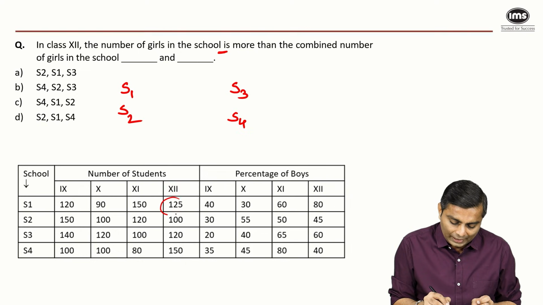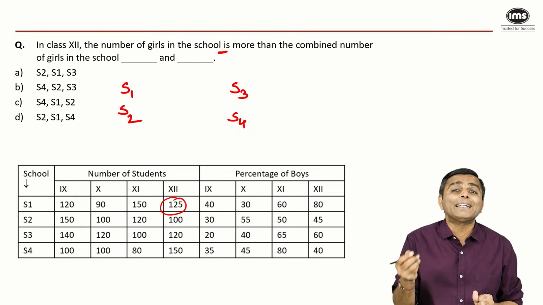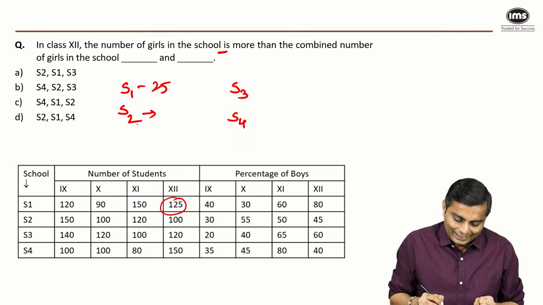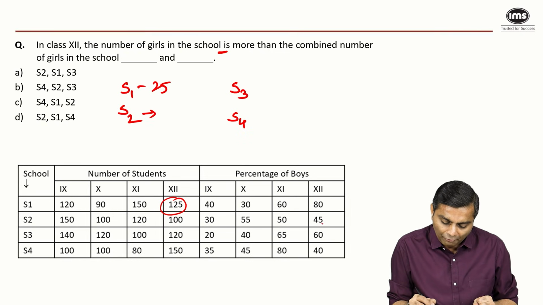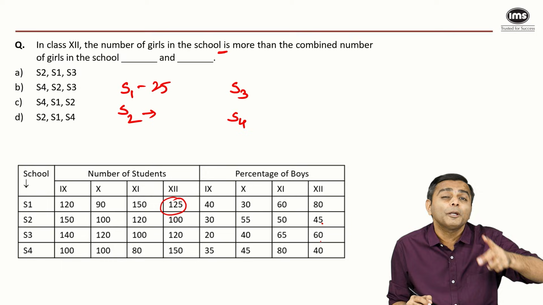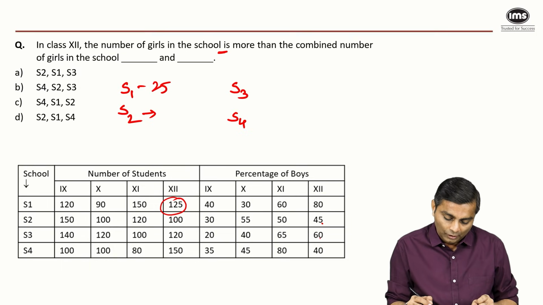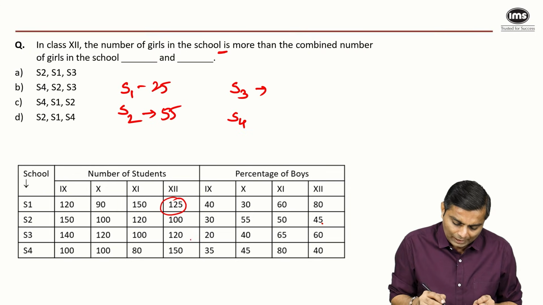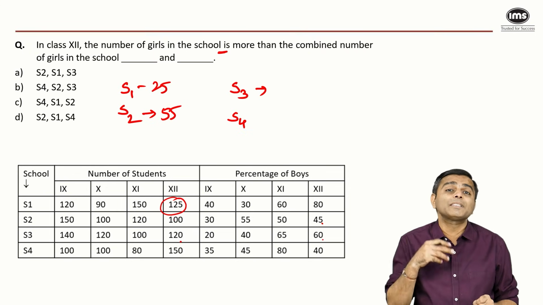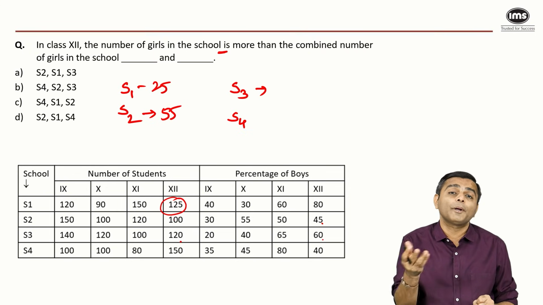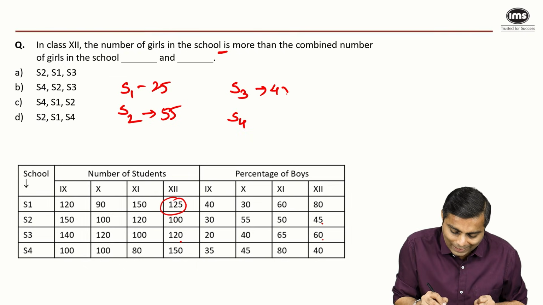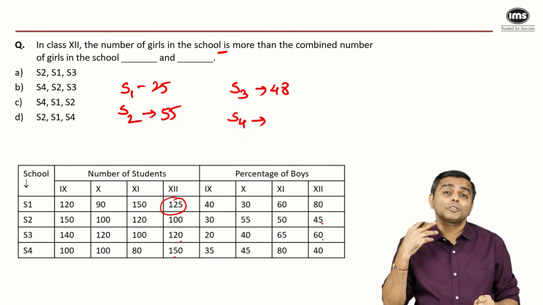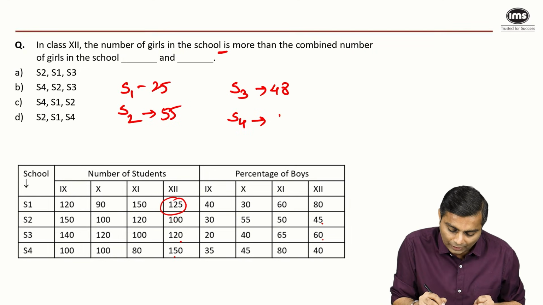So in class 12 in S1 out of 125, 80% are boys. So 20% will be girls, which means 25 are girls. In S2 out of 100, 45 are boys, 45%. So 55% will be girls and 100. So 55 directly. Now in S3, what is happening? 120 students and 60% are boys. So 40%. 40% of 120 into 12, 48. And in S4, 150 and 40% boys. So 60%. So 60 into 15, 90.